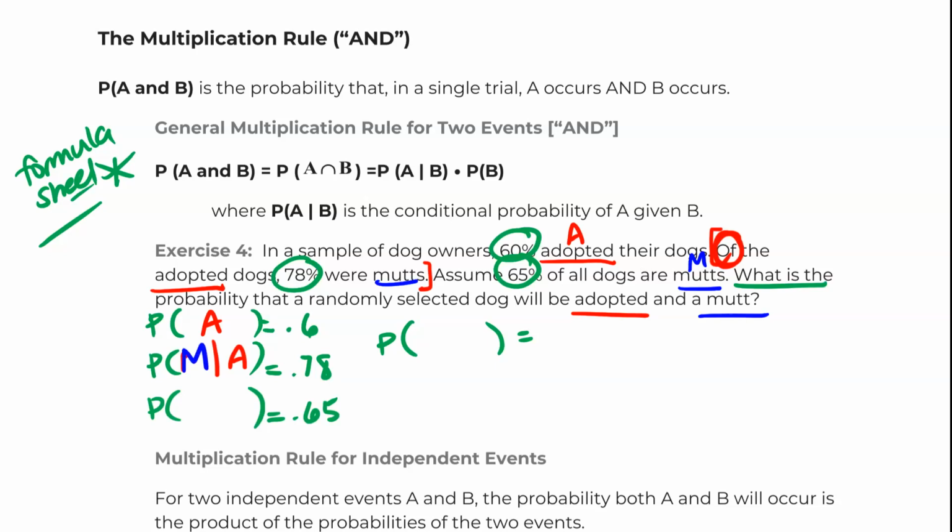All right, 65%, whole new sentence. It just says mutts, nothing about adopted or not. And then the very end here, what is the probability that a randomly selected dog will be adopted and a mutt? So if you translated that 78 incorrectly, hopefully you would recognize it here because we have our "and" finally.